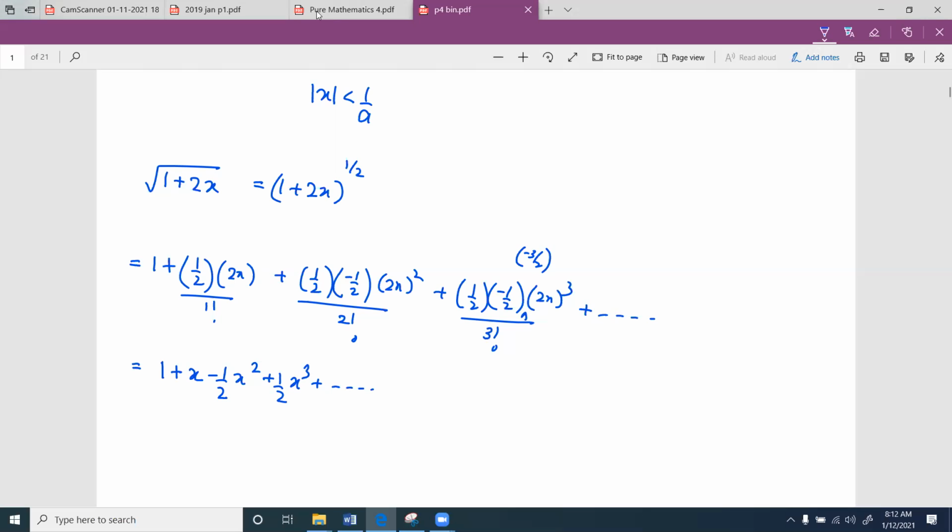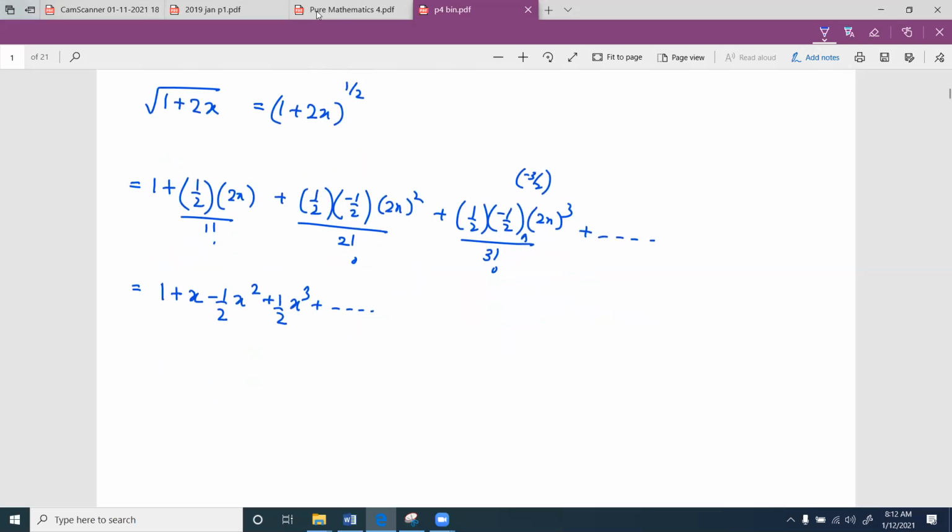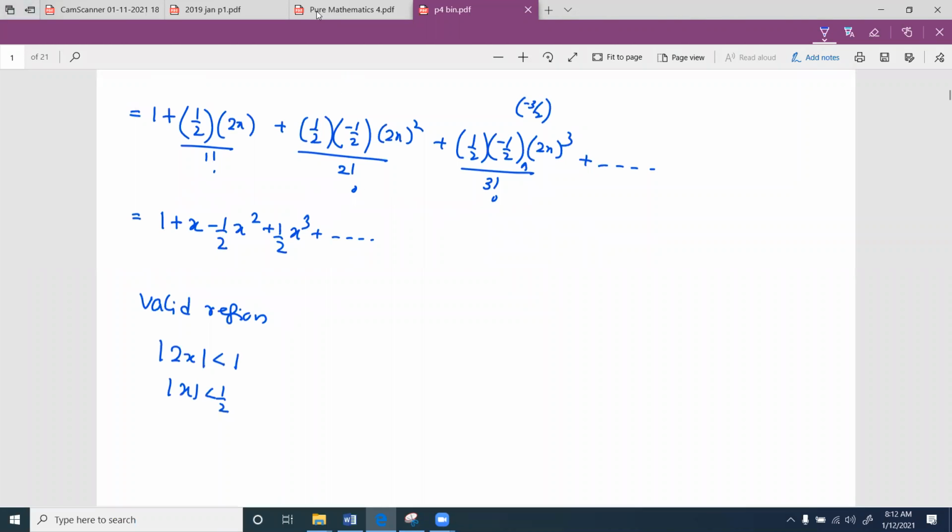Then they can ask you for the valid region for this. The valid region becomes the modulus of 2x less than 1, that is, the modulus of x is less than 1 over 2. What do we mean by the modulus of x being less than 1 over 2? It means x is between plus half and minus half. This would be the valid region, and that is what we mean by the valid region.